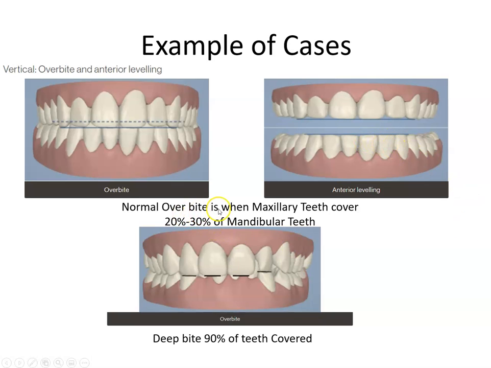Now, normal overbite is when the maxillary teeth cover 20 to 30% of the mandible teeth, like in this case. Mandible means the lower teeth, maxillary means upper teeth. Here we see a deep bite where 90% of the teeth are covered. This is when we need to bring it back to this situation and open up the bite.